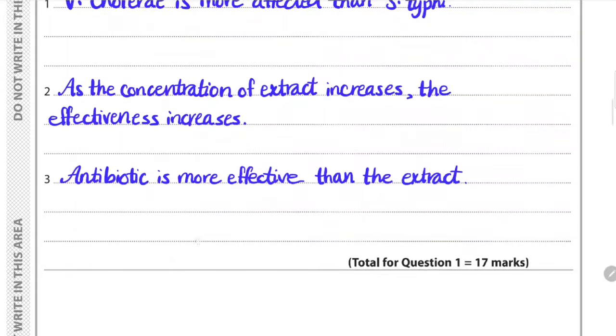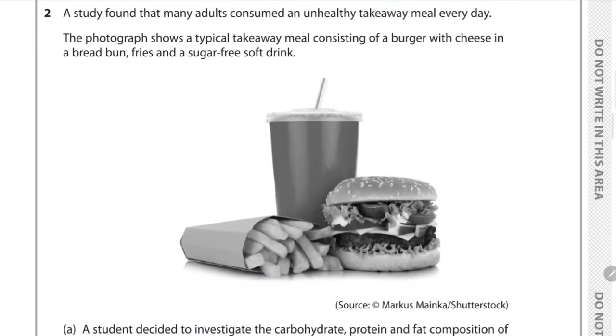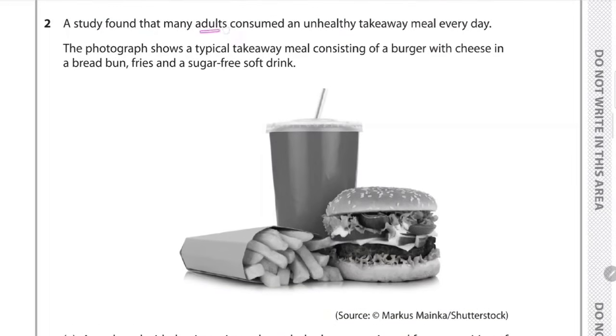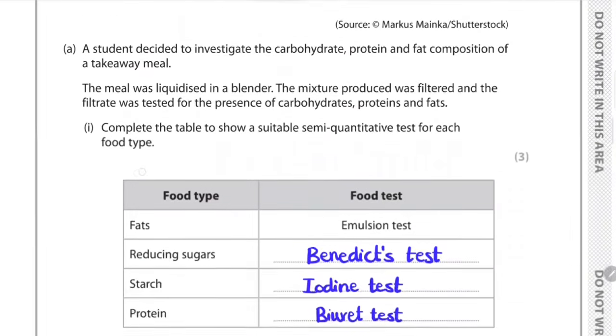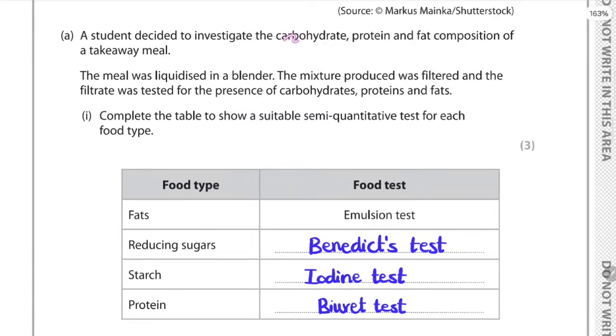Now we're done with the first question. Let's keep going. A study found that many adults consumed an unhealthy takeaway meal every day. The photograph shows a typical takeaway meal consisting of a burger with cheese and a bread bun, fries, and sugar-free soft drink. A student decided to investigate the carbohydrate, protein, and fat composition of a takeaway meal. The meal was liquidized in a blender, the mixture produced was filtered, and the filtrate was tested for the presence of carbohydrates, proteins, and fats.